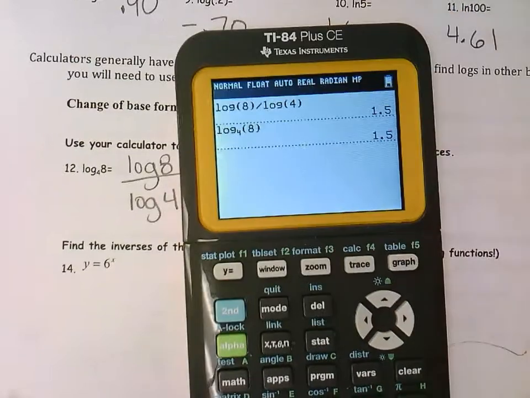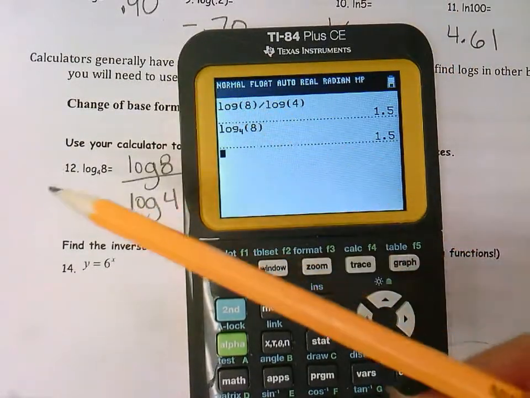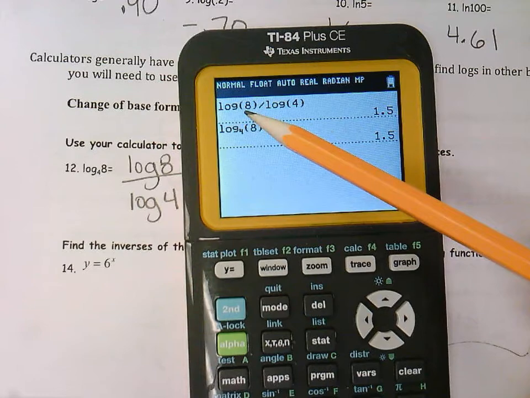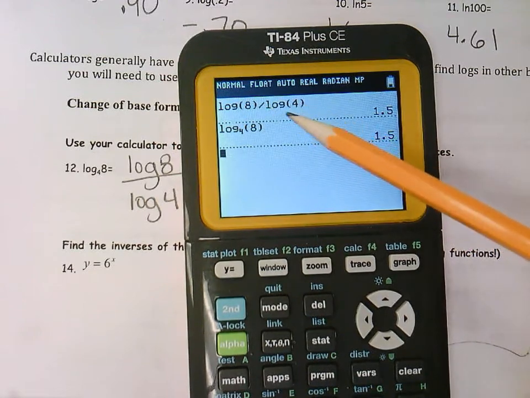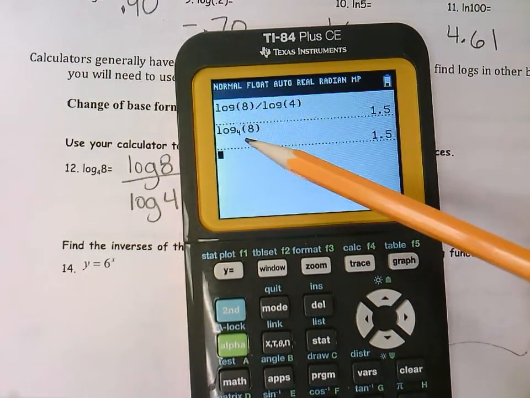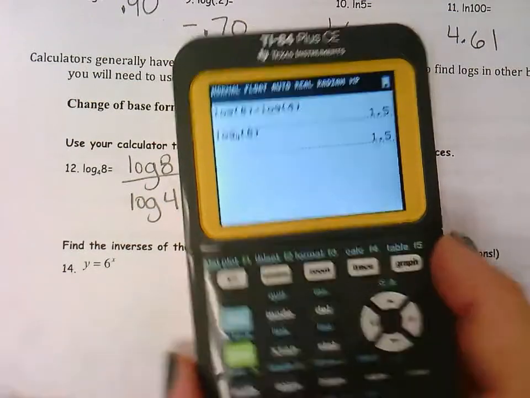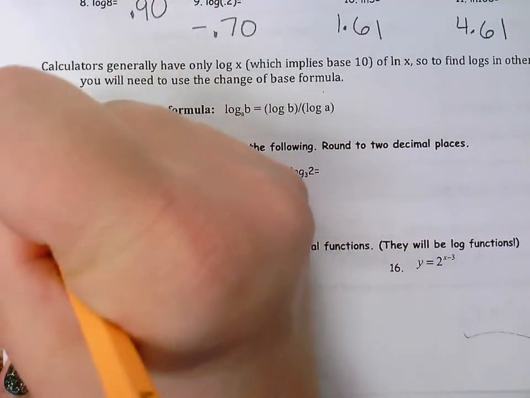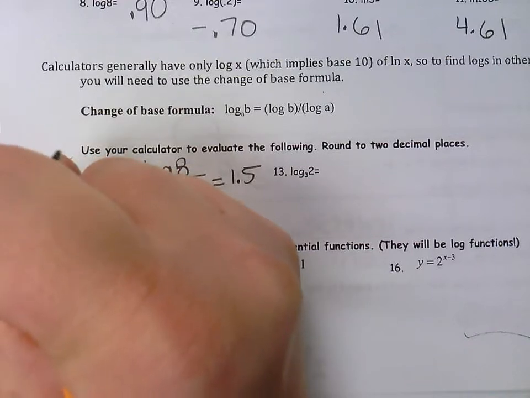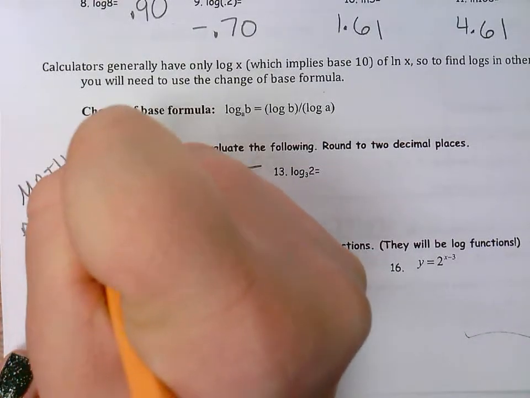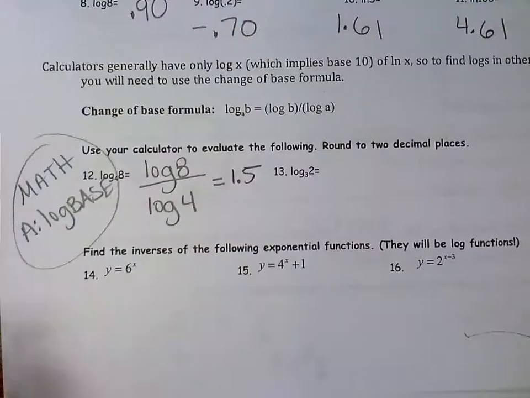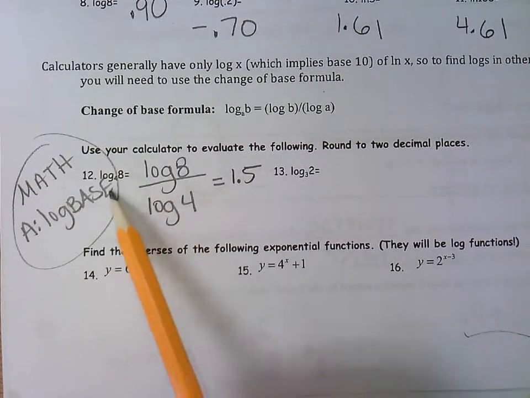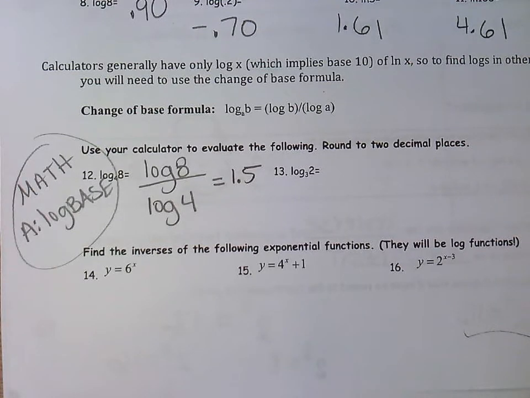If you don't have a fancy calculator, you have to use that change of base formula, the log base 10 of 8 divided by the log base 10 of 4, common log. But if you've got the fancy graphing calculator, you might want to write down, it's under math, choice A, log base. But if you forget where it is, it's not a big deal. You could just take the log of that inside number and divide by the log of the base. Can you try it maybe both ways for number 13? See if you can evaluate 13 now.